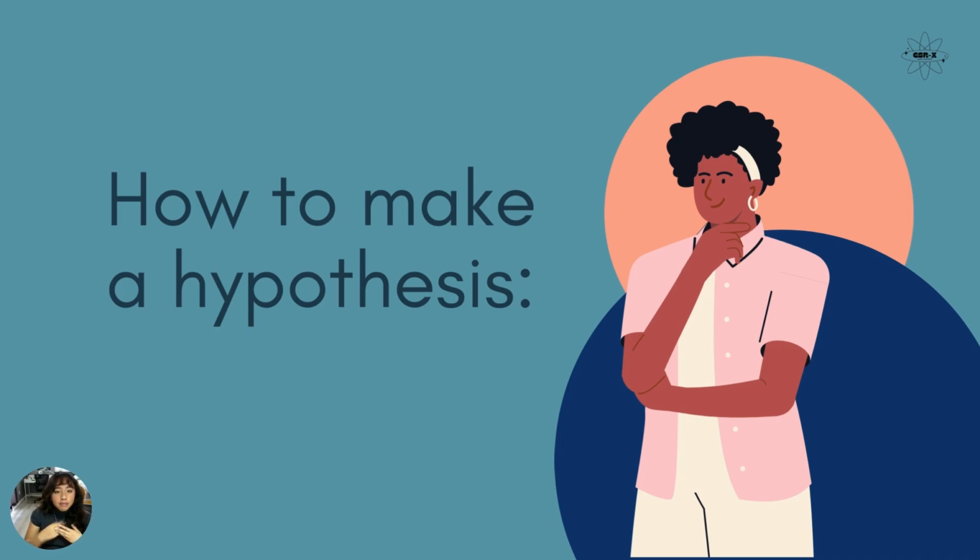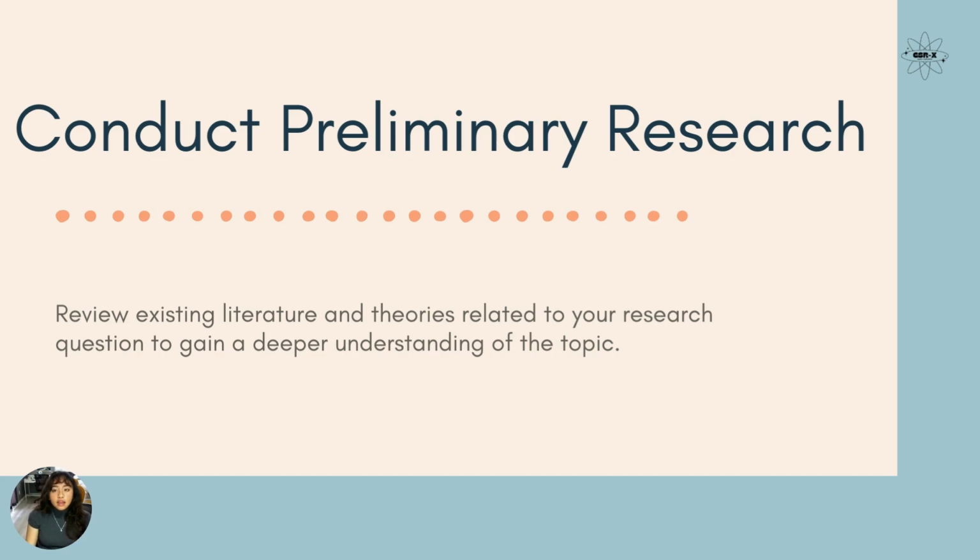So how do we actually make a hypothesis? How do we develop the question for our research? Step 1 is to conduct preliminary research. Review existing literature and theories related to your research question to gain a deeper understanding of the topic. Again, you can only figure out what you don't know by evaluating what you do know. So making sure to take in the research of others and making sure that you're well-versed and have well evaluated the given information about your topic so you can conduct proper and thorough research.